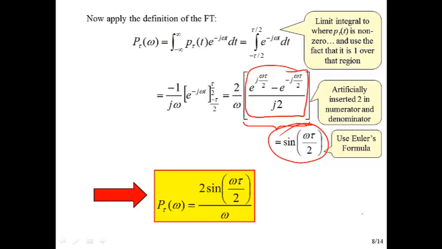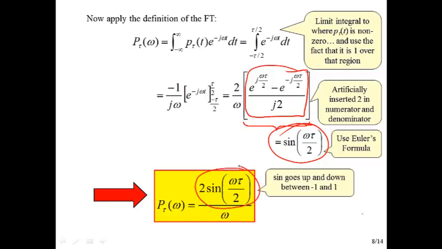So there's our result. We've now found a function of omega that represents the Fourier transform of the rectangular pulse. And now we can look at that and explore what it tells us about this signal. One thing we know is that the numerator is a sine function as a function of omega. Remember, tau is fixed. We're looking at this as a function of omega.